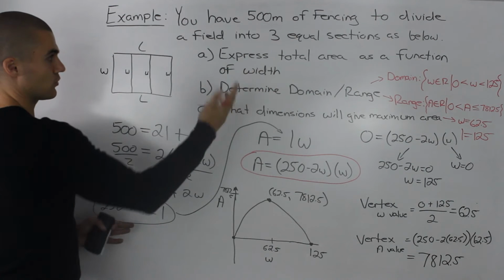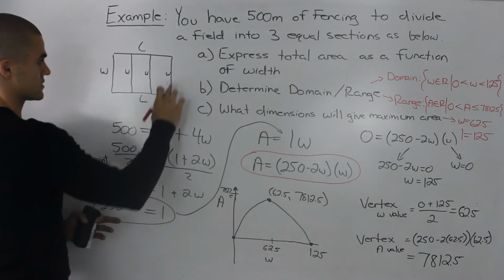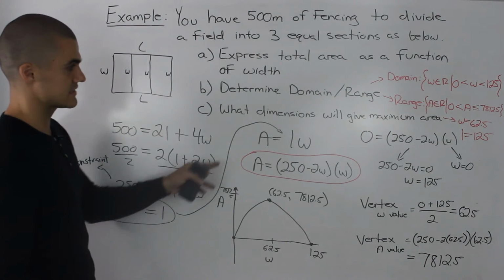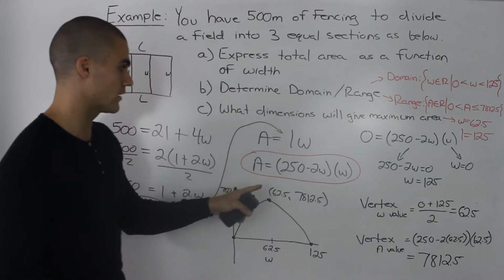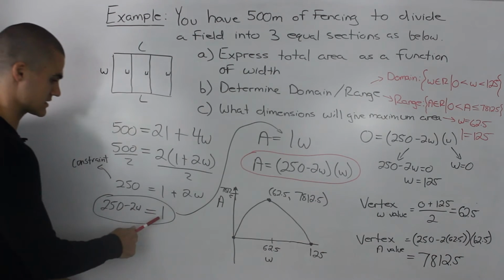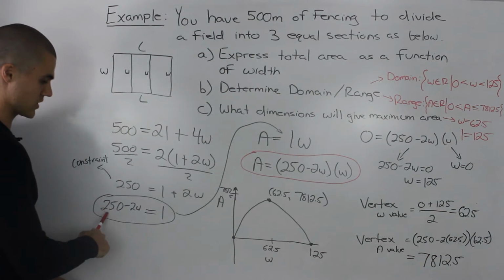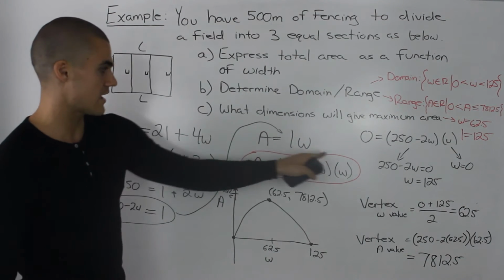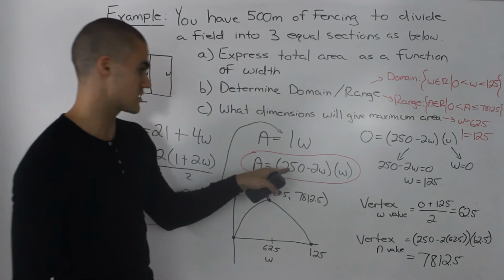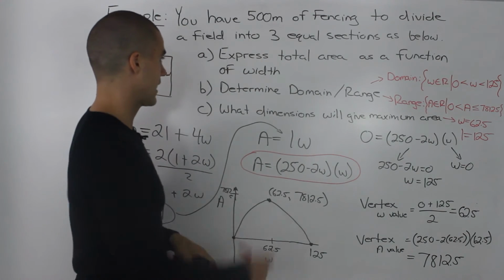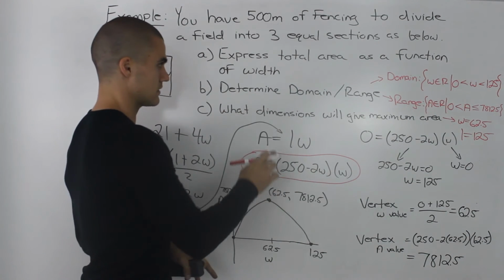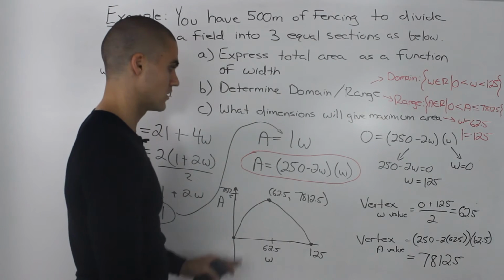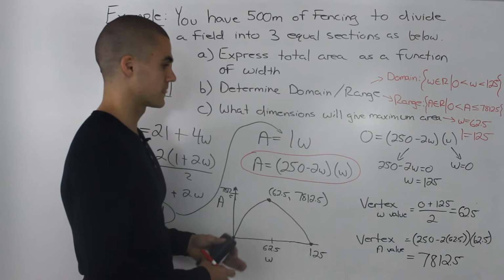And we have to express the total area as a function of width. So we took the area of the whole field is equal to length times width. And since it has to be in terms of only width, for L, we substituted the constraint of 250 minus 2W. So we answered question A. We have the area in terms of just the width. And to answer B and C, the domain and range and finding the dimensions that will give the maximum area, we decided to graph it.